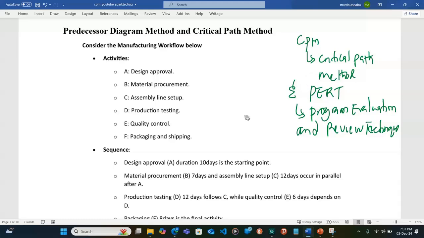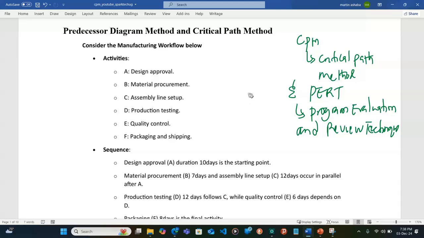And therefore, we can say that critical path method is a project management technique that is used to plan, schedule, and control projects which have got deterministic durations. In other words, those are certain or fixed durations. But in PERT, we are talking about planning, scheduling, and controlling of uncertain projects where durations are probabilistic.